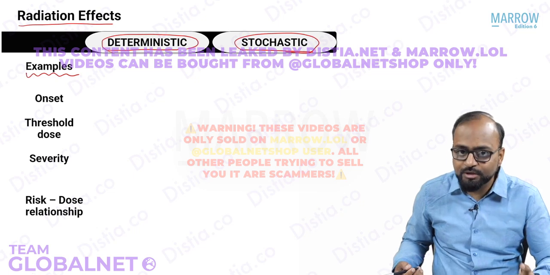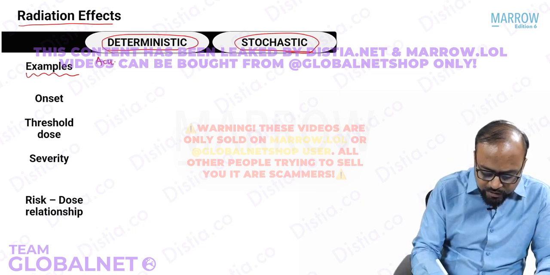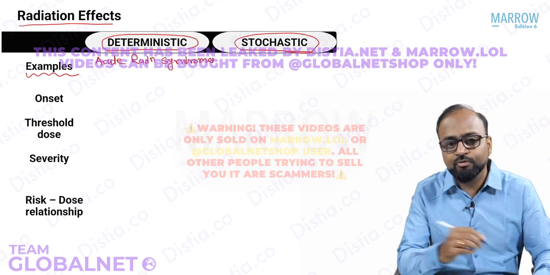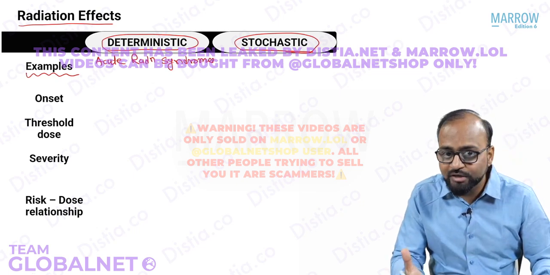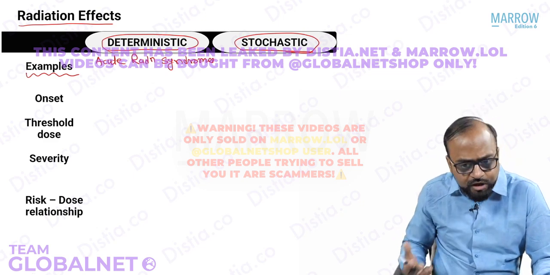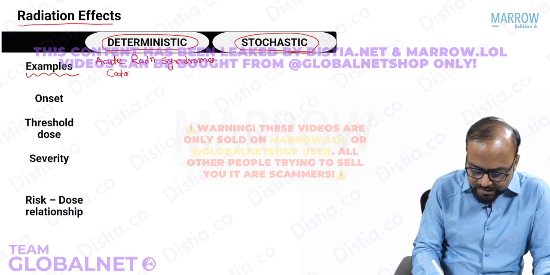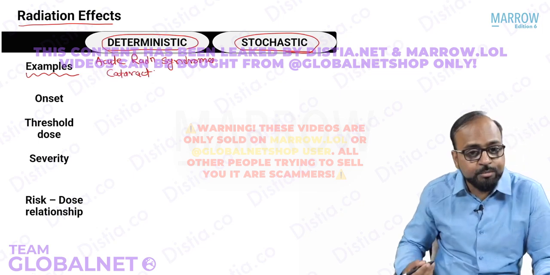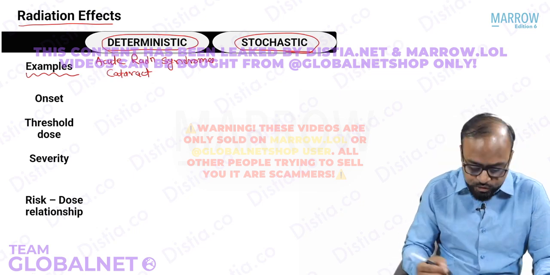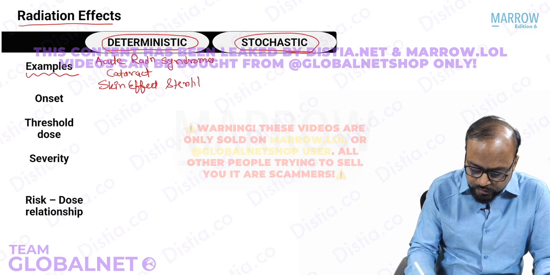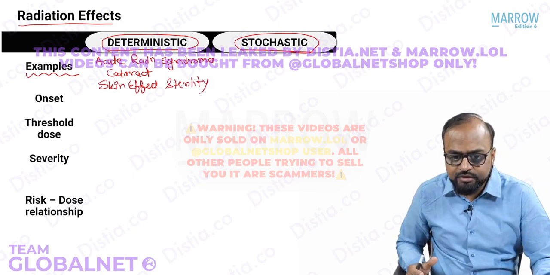What are examples of deterministic effects? All the acute radiation syndromes that we just studied. I have deliberately discussed it before I discussed this slide because I want you to know about radiation syndromes because we are going to use it here. All the acute radiation syndromes are deterministic effects. Radiation-induced cataract is a deterministic effect. Radiation-induced skin effects. Radiation-induced sterility, right? These are all examples of deterministic effects.